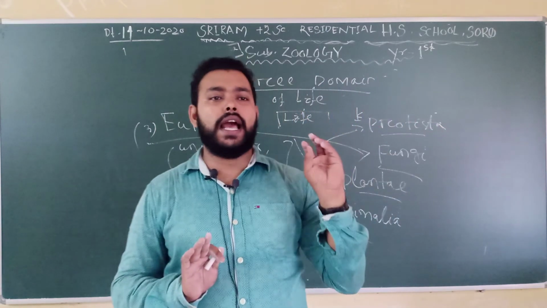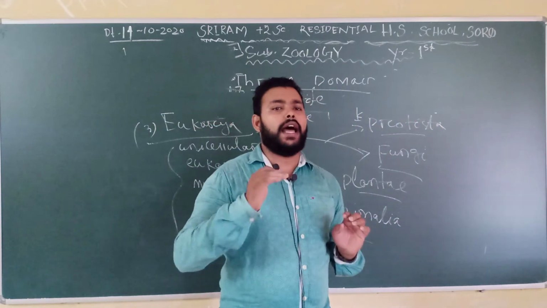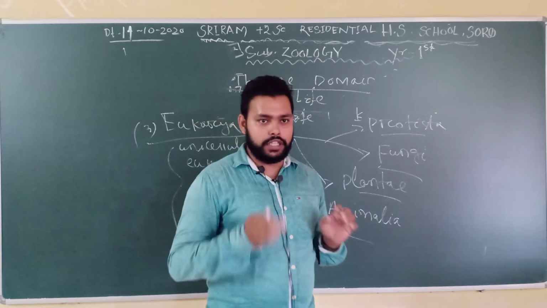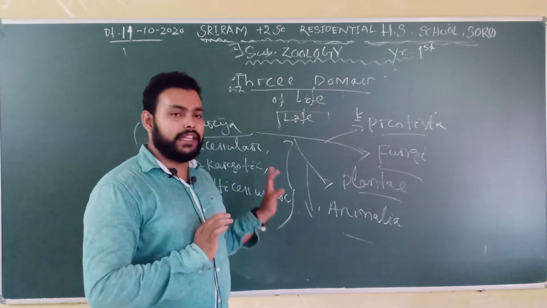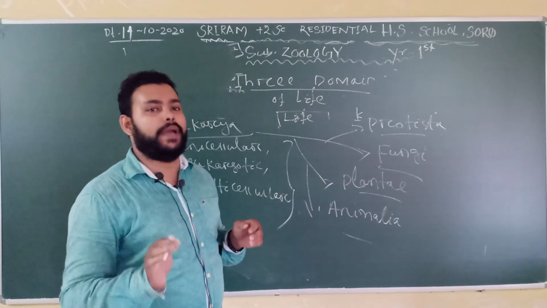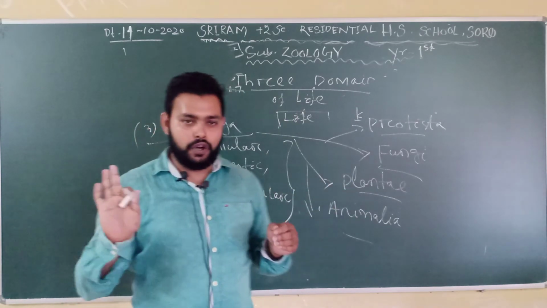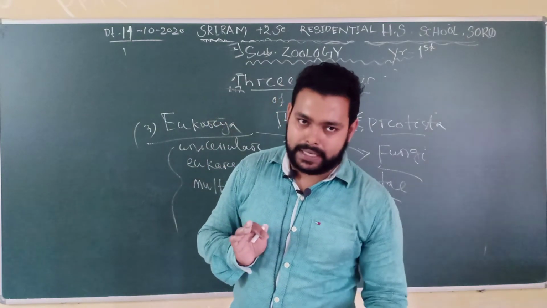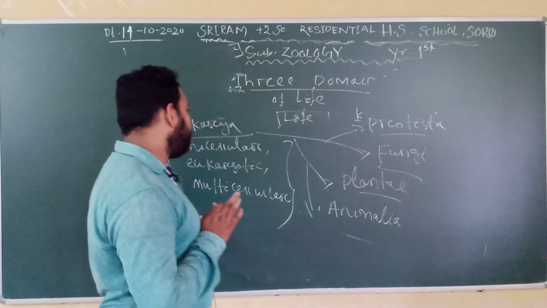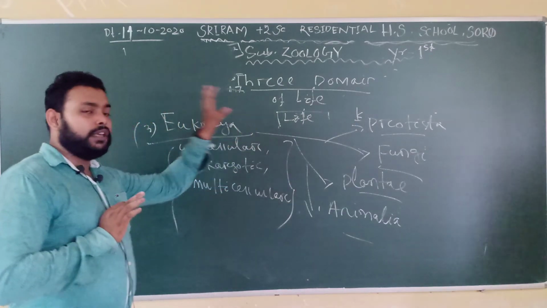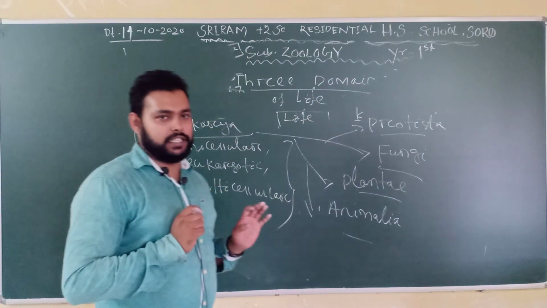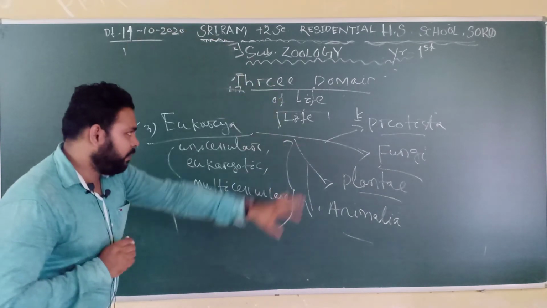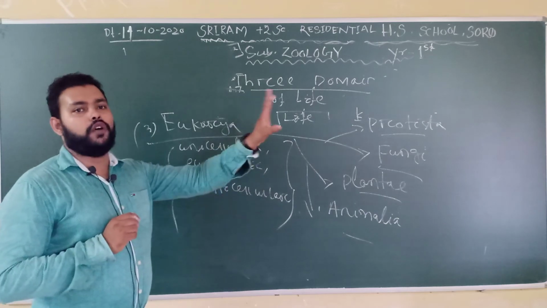In archaebacteria, you find majorly the halophiles and the thermoacidophiles. These two types of bacteria you find, and in the eubacteria you find all the true bacteria, like all the monerans, like PPLO, bacteria, BGA, blue-green algae. And in Eukarya you find all the eukaryotic type of living organisms. Okay, this is their character, this is their example, and this is all about the three domains of life.